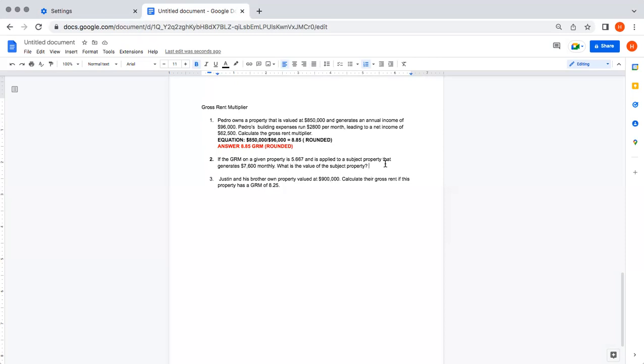So what we do is take the gross rent multiplier times the annual rent, which equals the value, right? But we've got to figure out what the annual rent is because it's in monthly figure form. So step one is to figure out the annual rents. Annual gross rent, let's say it that way. And that equation is simple.